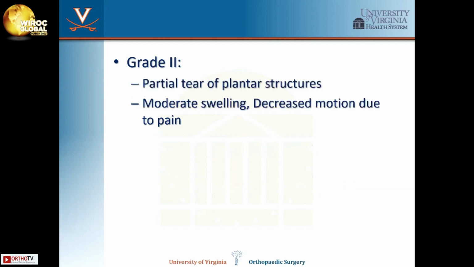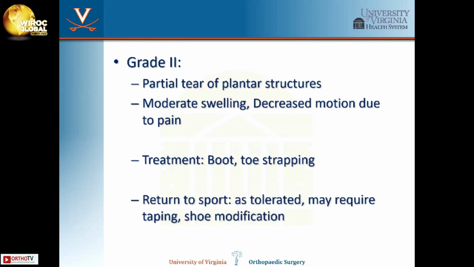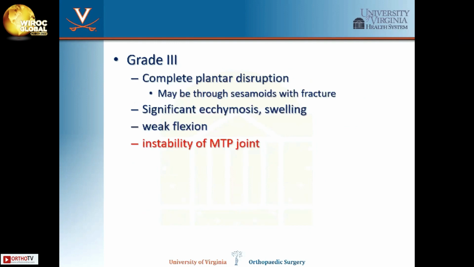Grade 2 is a partial tear of the plantar structures, and they'll have moderate swelling and decreased motion due to pain. Treatment: boot, toe strapping, preventing dorsiflexion early on to let things settle down and heal, with gradual increase in range of motion and strengthening and return to play, usually in several weeks. Often it's helpful to have a shoe modification, such as a turf toe plate or carbon fiber plate, and taping of the toe. Grade 3, these are the complicated ones.